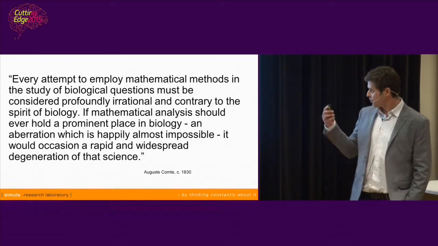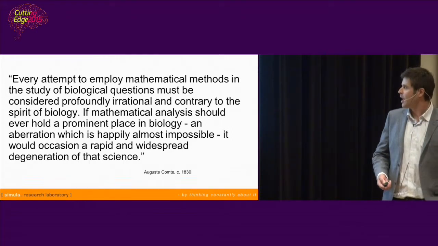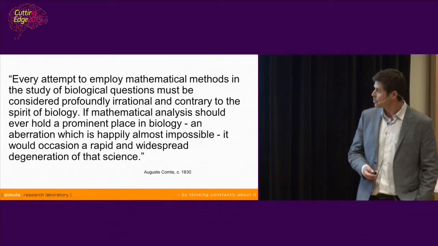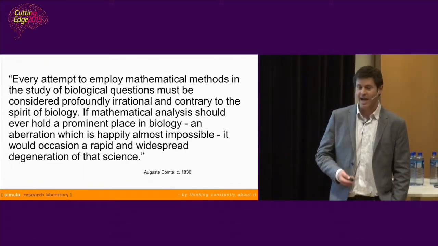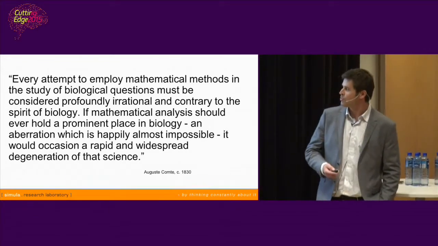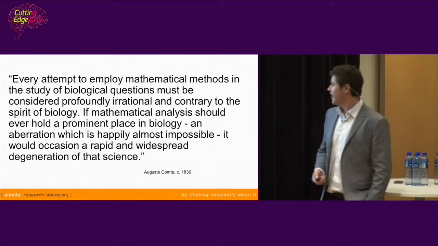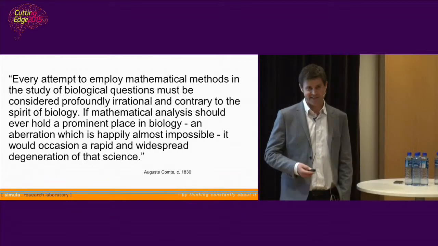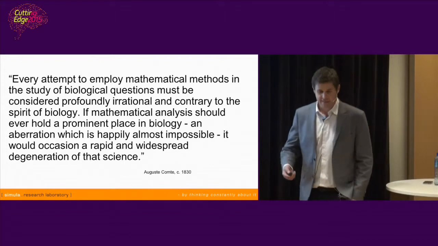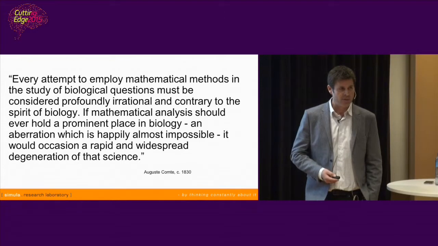This was the first philosopher of science, and this is what he had to say about the use of mathematics in biology. "Every attempt to employ mathematical methods in the study of biological questions must be considered profoundly irrational and contrary to the spirit of biology. If mathematical analysis should ever hold a prominent place in biology, an aberration which is happily almost impossible, it would occasion a rapid and widespread degeneration of that science." So this is the backdrop of the history of science, of the use of mathematics: they were very, very separate fields. And it's taken us hundreds of years to understand really why this is.